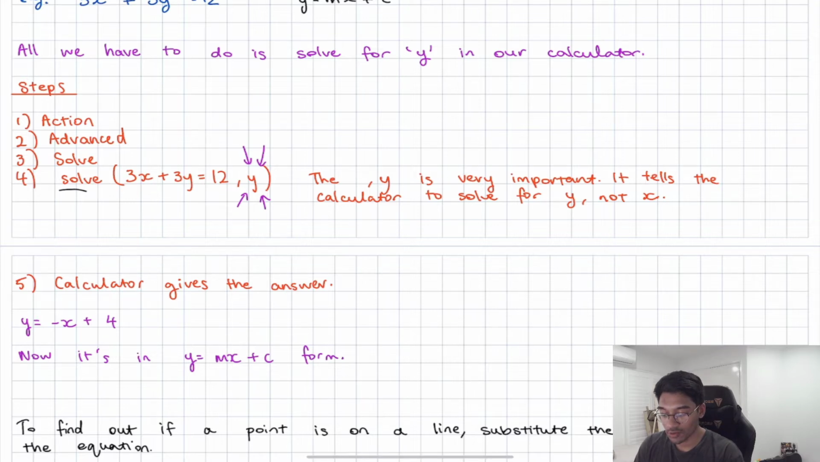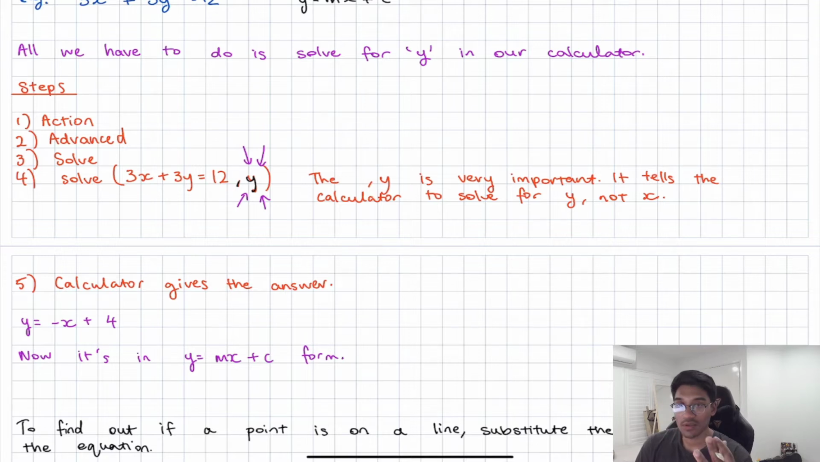So for instance, solve, and that bracket will come up when you press solve. You're going to put that equation in. So we're putting 3x plus 3y is equal to 12. And you have to put a comma y and then close the bracket. This comma y is really, really important. It tells the calculator to solve for y, not x.